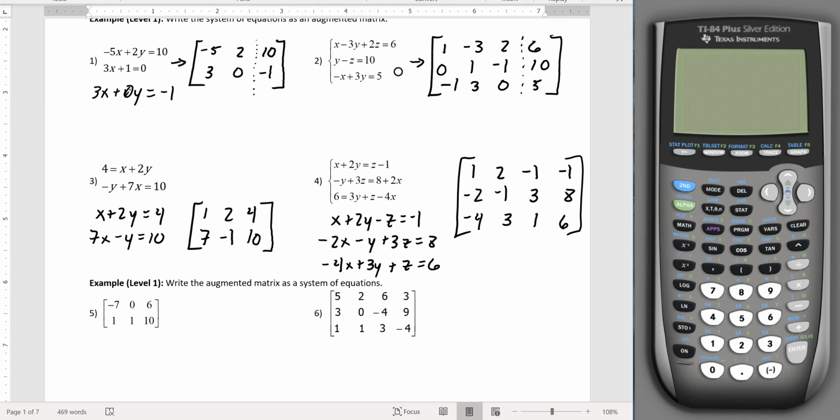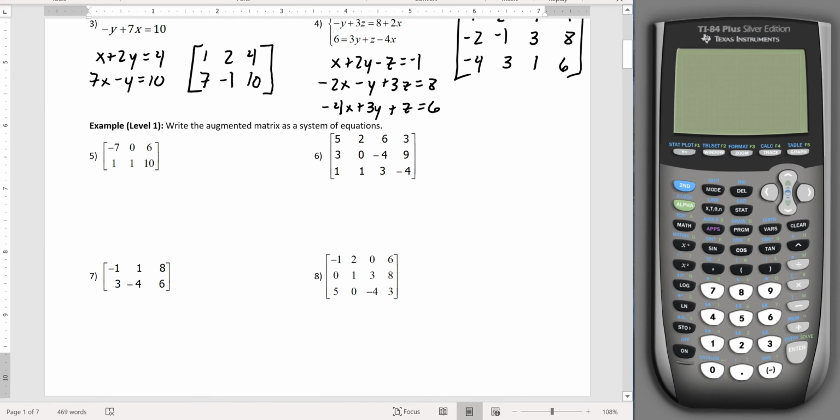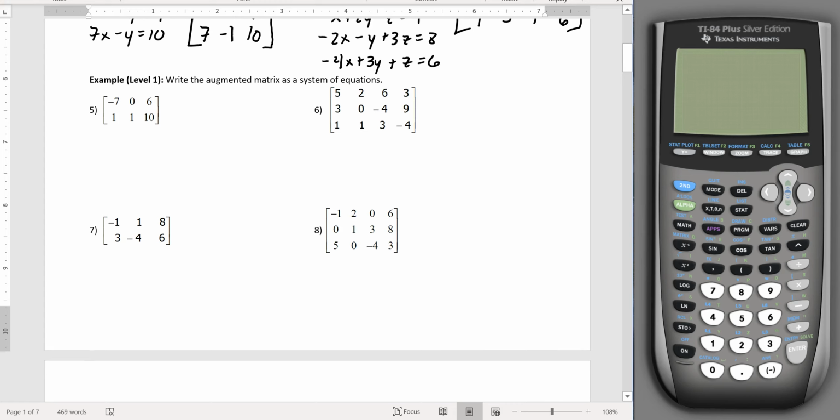So now that we've gone from systems to augmented matrix, let's go from augmented matrix to systems. Looking at number 5 here, we always assume this column is x, y, coefficients, or constants, excuse me. These are the coefficients: negative 7, 1, 0, 1. Those would be the coefficients for x, coefficients for y, constants. So that being said, this would be negative 7x equals 6, and x plus y equals 10.